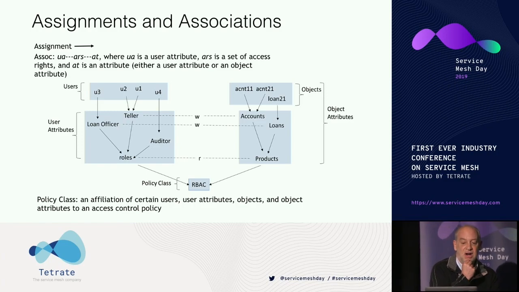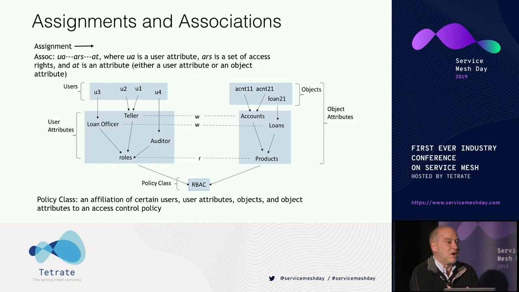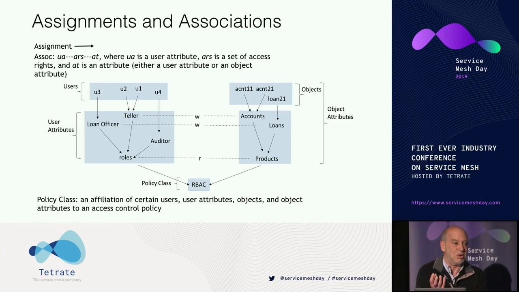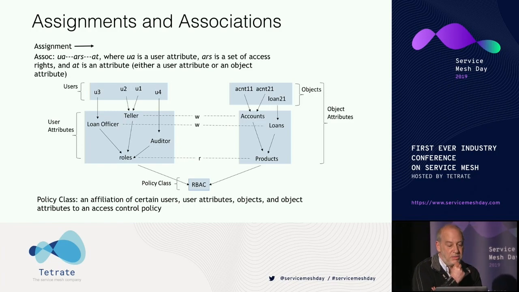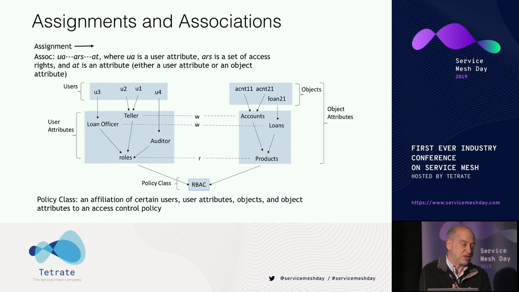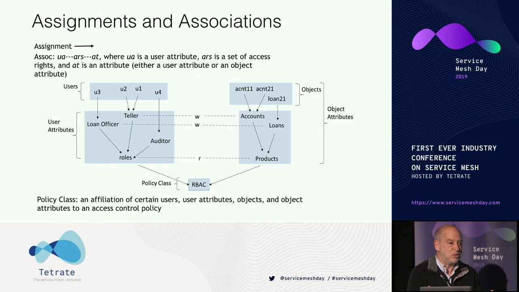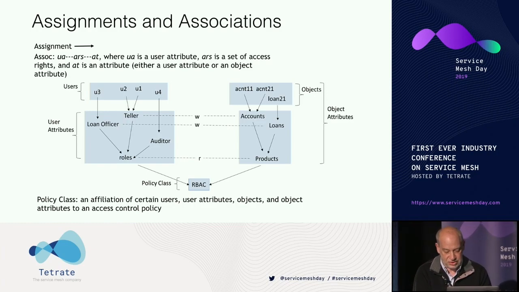we have object attributes, and object attributes again characterize data in a variety of ways. That can be sensitivities like PII or confidential, but it can also represent your inbox or a row, a column. Any characterization of an object can be represented through an object attribute. And object attributes and user attributes can contain other attributes. And finally, at the bottom, we have a policy class, which is just a mapping of users and user attributes, objects and object attributes into a policy of concern.